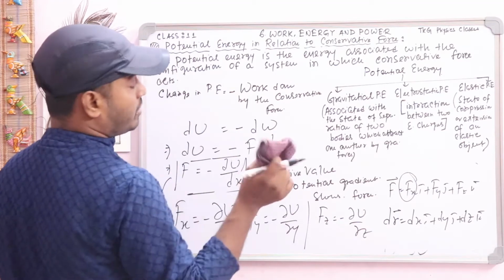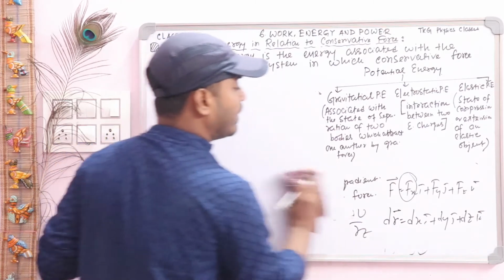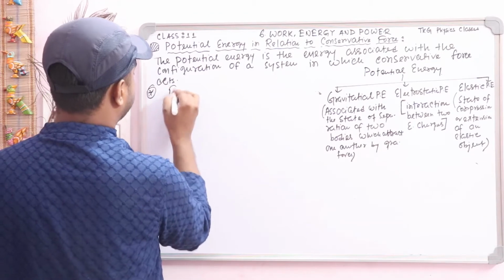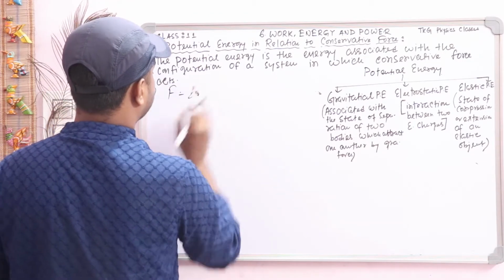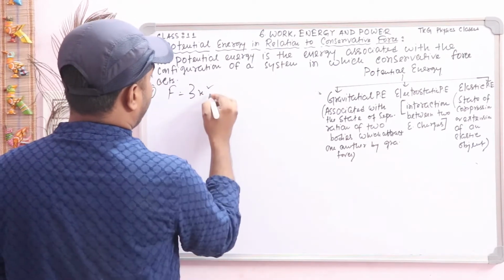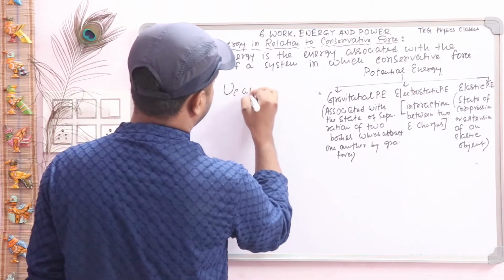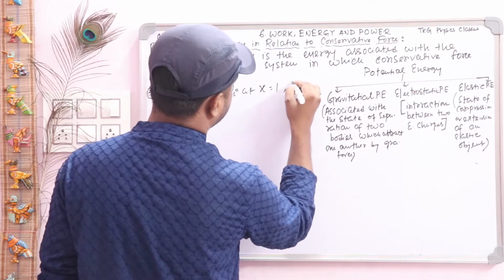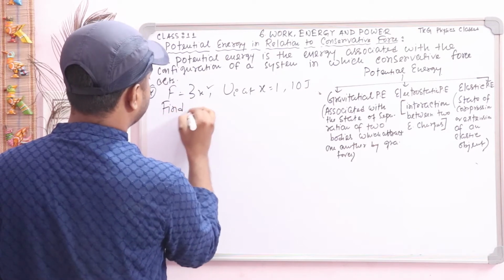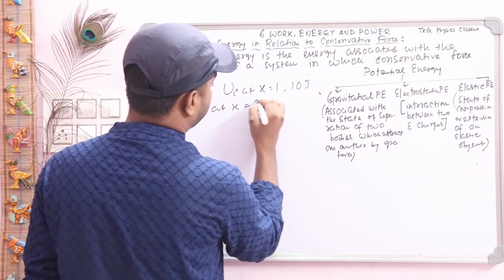Okay, let's take one problem related to this. Suppose the force vector is given, F equal to 2 plus 3x square, suppose. And the initial potential energy at x equal to 1 is given, suppose 10 joule, and you have to find the final potential energy at x equal to 2.